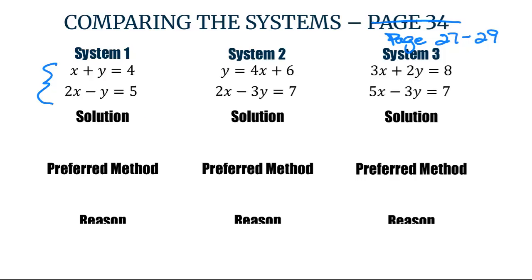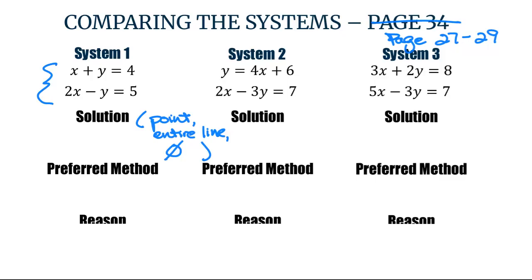So the solution probably could be a point. It might be the entire line if one line is exactly the same as the other, right? Or the solution might be the null set or nothing if they are parallel lines, right? Because then there would be no solution. So we have 3 different solution types.